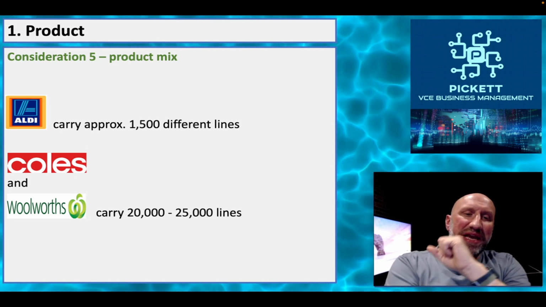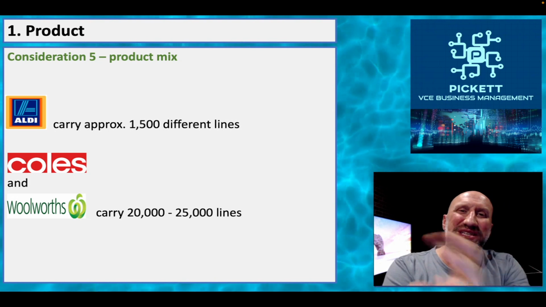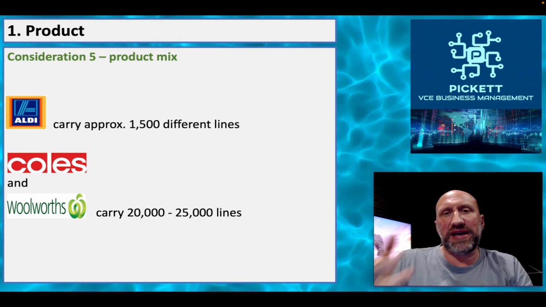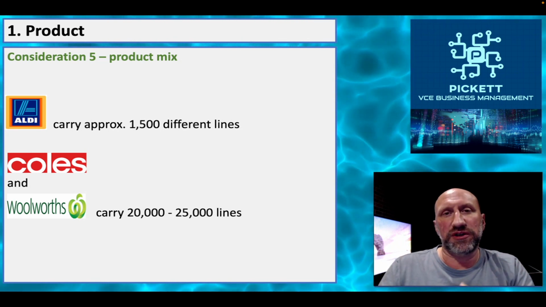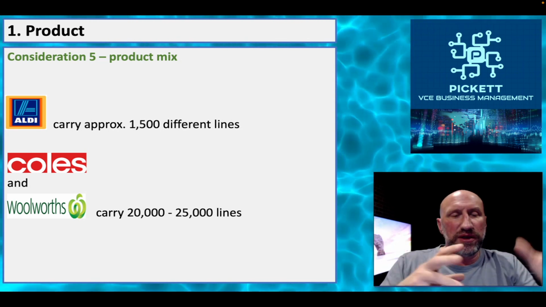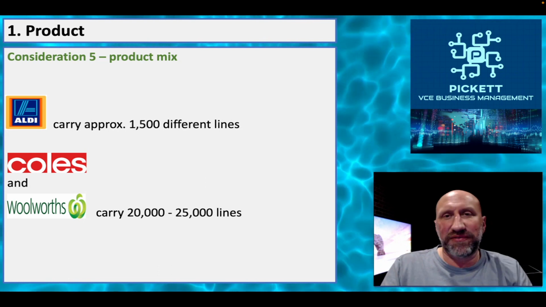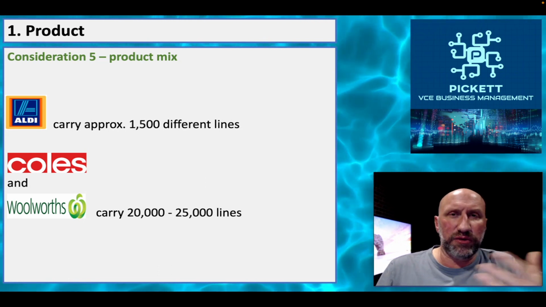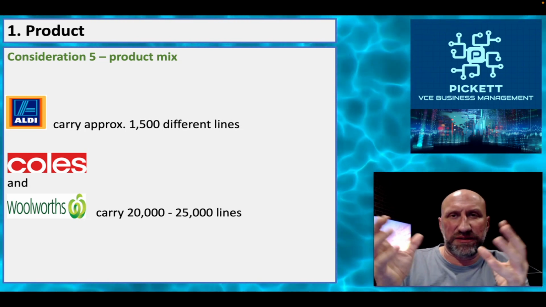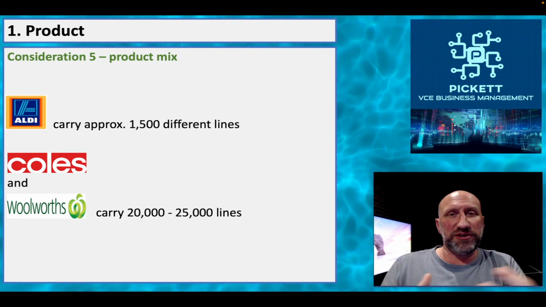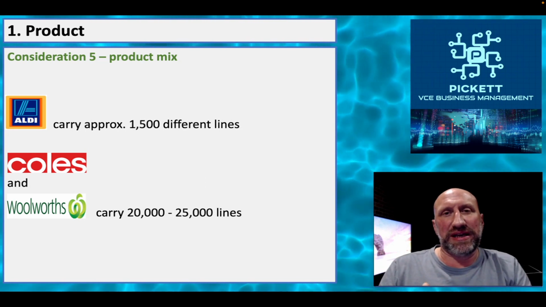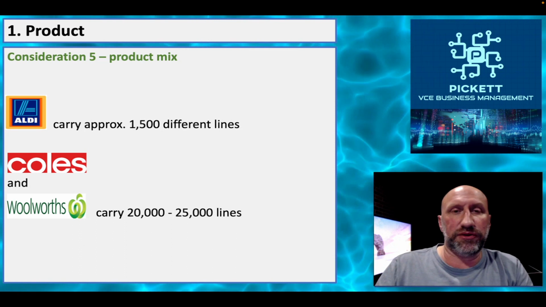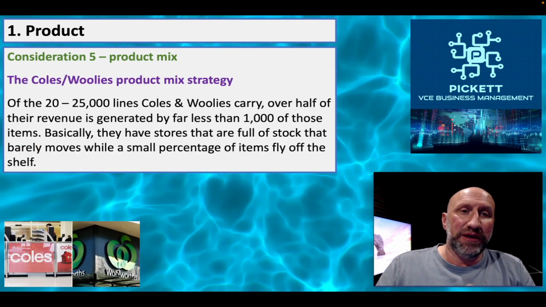Coles and Woolworths carry around 20,000 to 25,000 different products. And if you're familiar with both of those types of business, the Aldi and then Coles and Woolies, which I'm lumping together because they run a similar kind of business model, that kind of makes sense to you. The exact figures might be a surprise, but it would make sense that Aldi carry less of a range than Woolies and Coles.